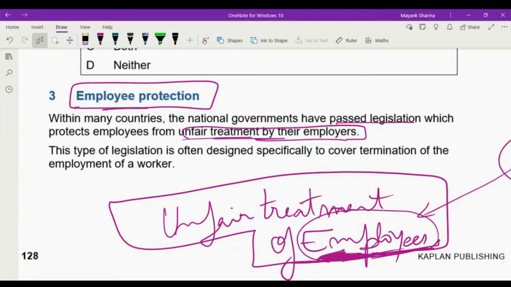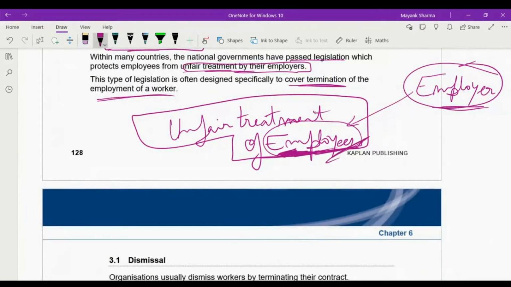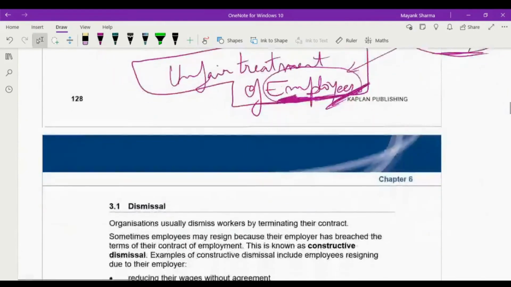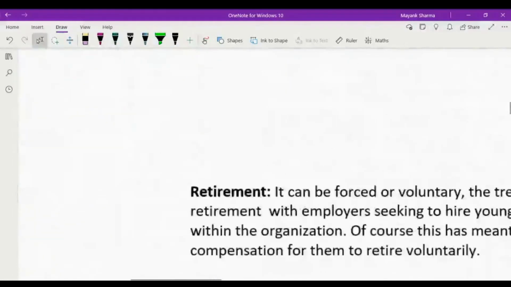This type of legislation is often designed specifically to cover termination of the employment of a worker. So specifically, the worst penalty which an employee can face is termination of the job, right? So there are certain terms which we'll study. There's one term which is retirement.